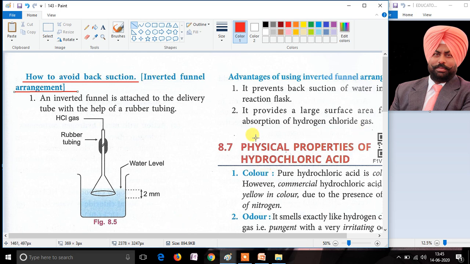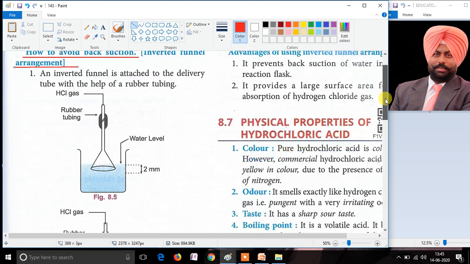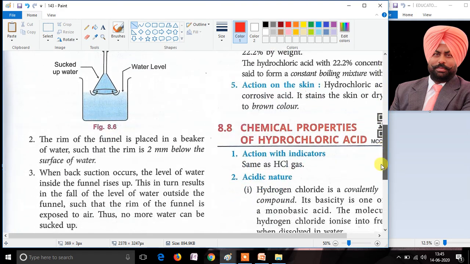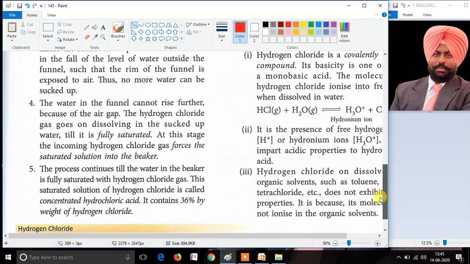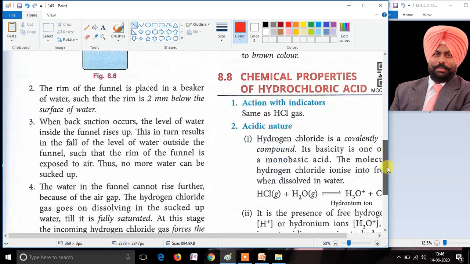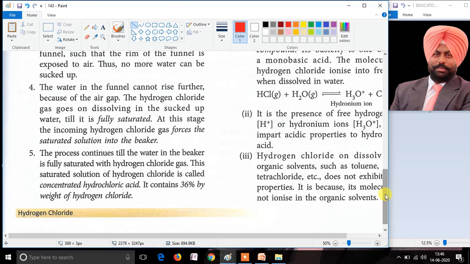Hence, the funnel arrangement helps in the prevention of back suction, and the water does not move ahead and does not enter the round bottom flask, and it does not break the apparatus, and hydrochloric acid is formed in the jar when hydrogen chloride gas gets dissolved in it.